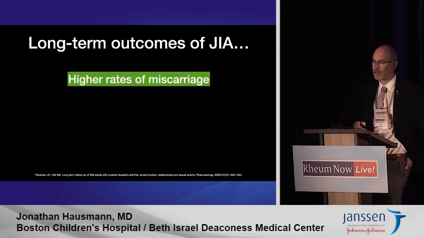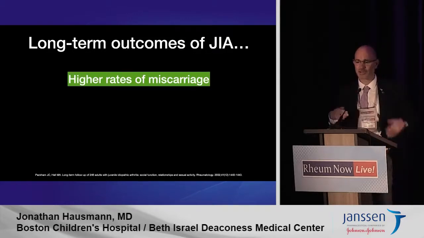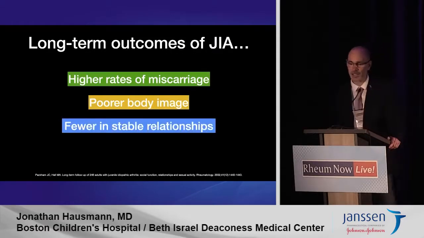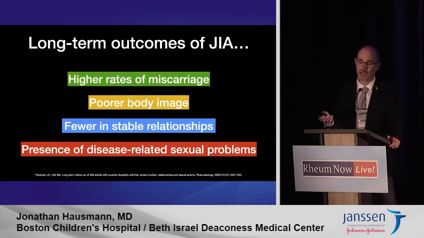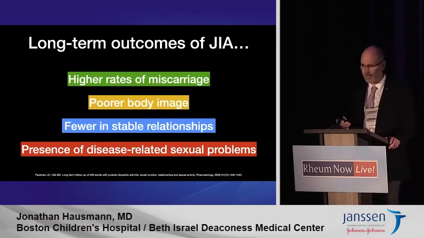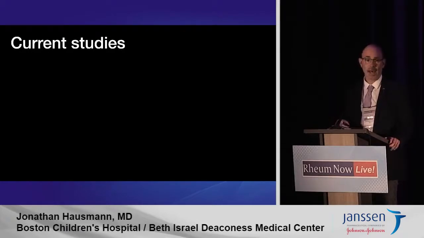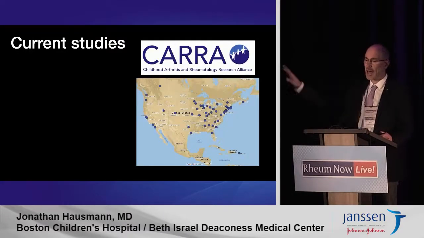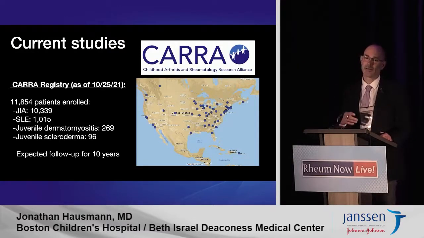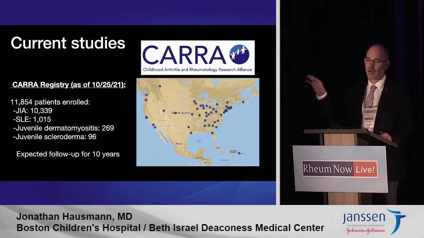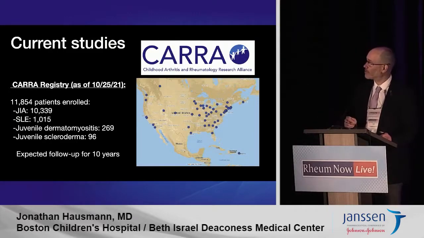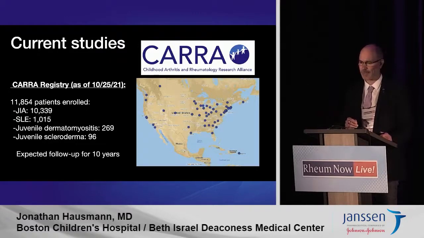And what are the long-term outcomes of JIA? Studies have shown that there's higher rates of miscarriage, poorer body image, fewer are in stable relationships, and they may have sexual problems because of disease. Fortunately, there are a lot of studies currently underway to better understand and optimize the management of kids with JIA. I'm part of the Childhood Arthritis and Rheumatology Research Alliance, and it's a prospective registry. We want to collect 10,000 patients and follow them for 10 years. We've already reached our enrollment goal, and now we're following them over time.